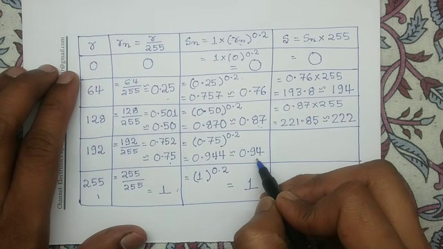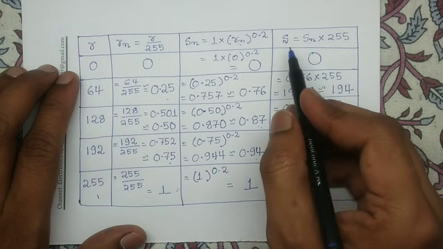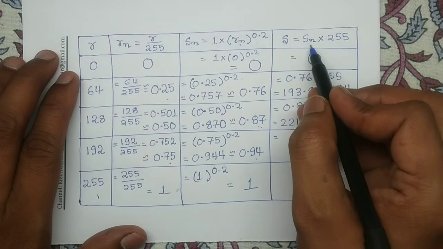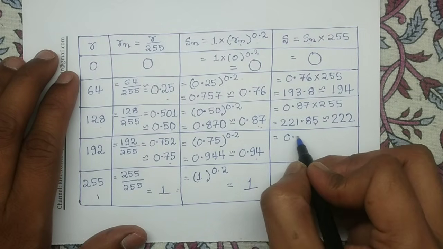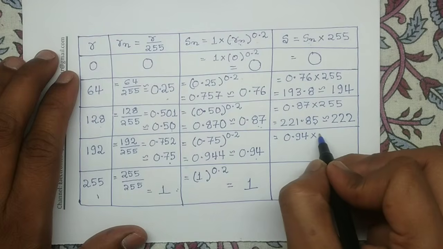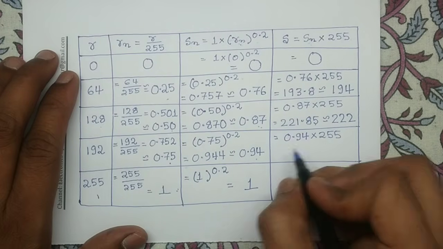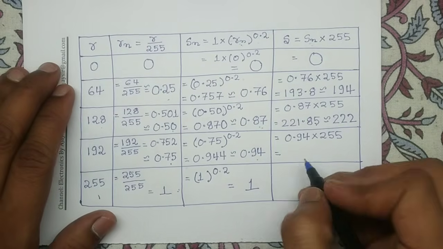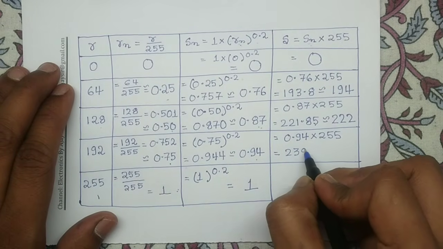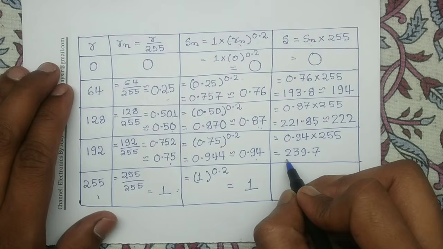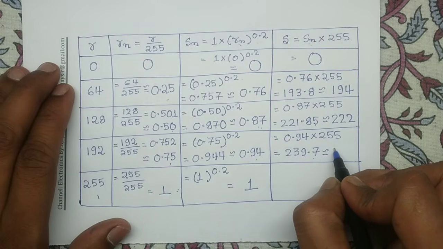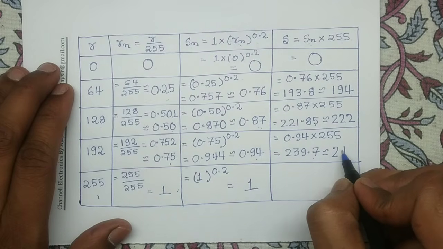Next, for Sn equals 0.94, we will determine the value of S. In this equation of S, in place of Sn, I will substitute the value 0.94 multiplied by 255. If we solve this, we will get 239.7. Next, we will round off this floating point number to its nearest integer number. 239.7, its nearest integer number is 240.